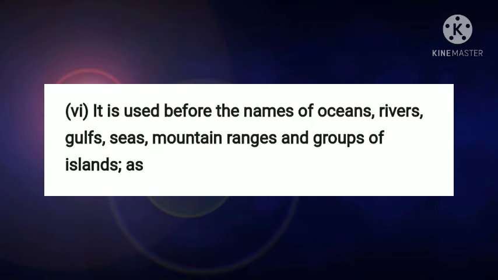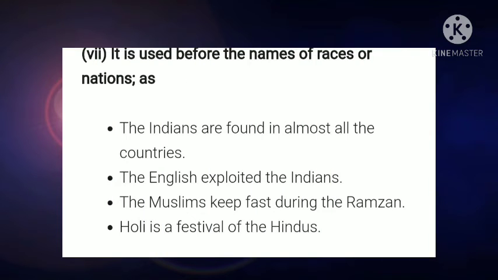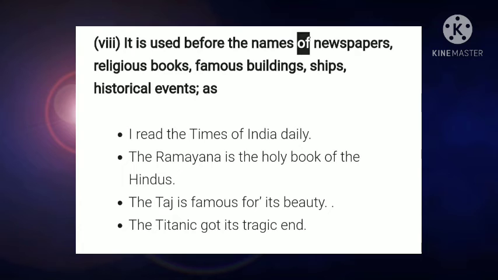See the next condition. It is used before the names of races or nations. Before the nation or before the race, we have to use the article the. The Indians are found in almost all the countries. Holi is the festival of the Hindus. So whenever you refer to races or nations, we have to use the article the. Then see the next condition. It is used before the names of newspapers, religious books, famous buildings, ships, historical events, etc.